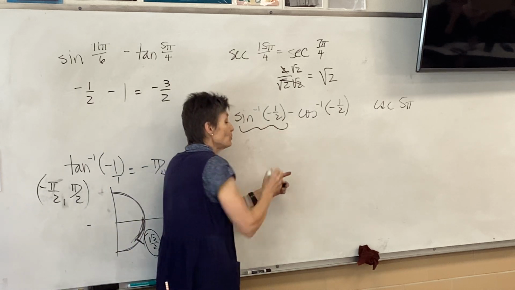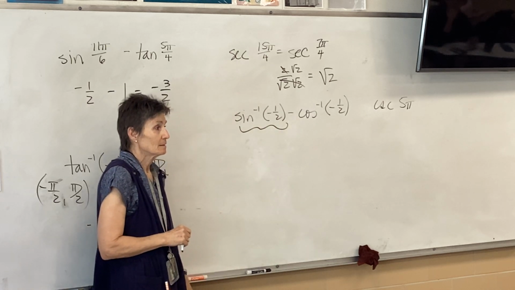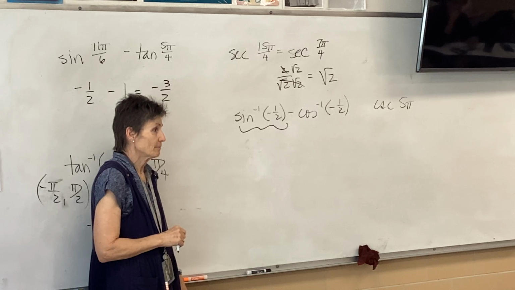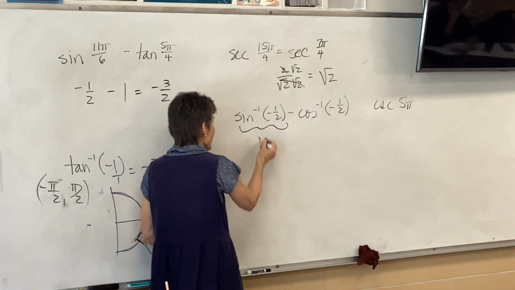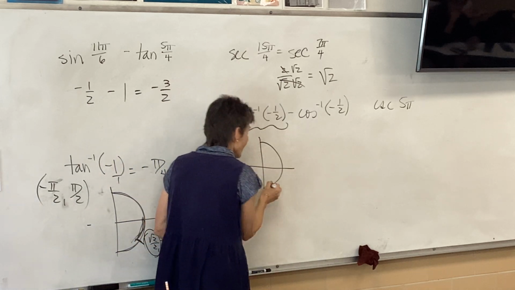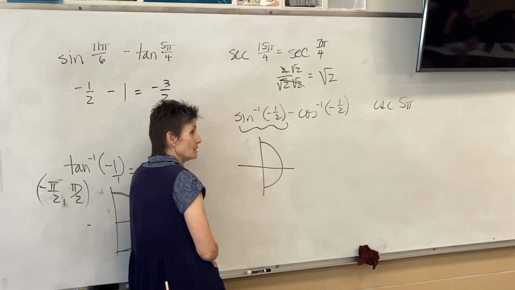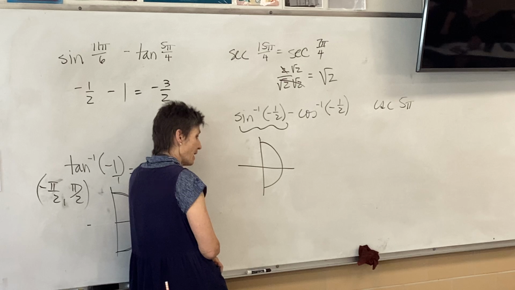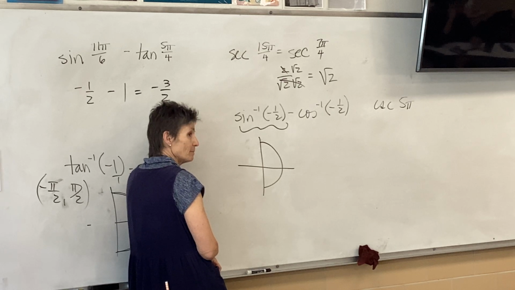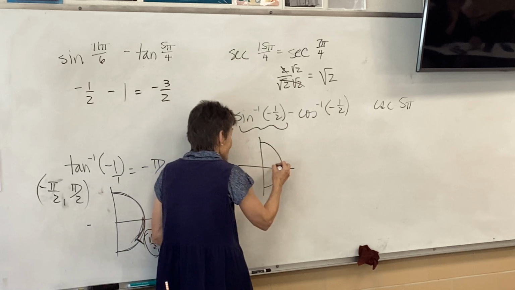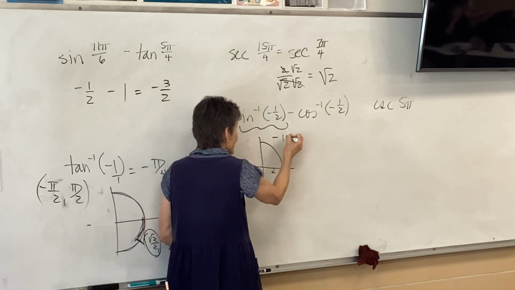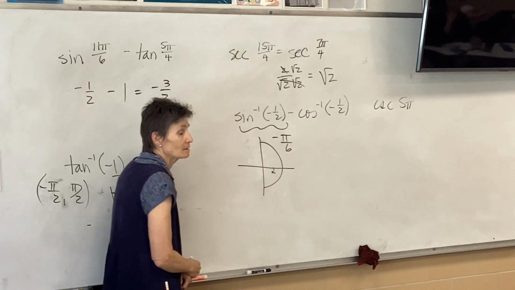All right, what's this? The angle whose sine is -1/2. That one is in the same place as the tangent. What angle has a sine of 1/2? Pi over 6. But it's negative. So this is negative pi over 6.